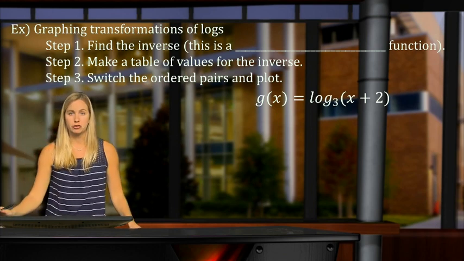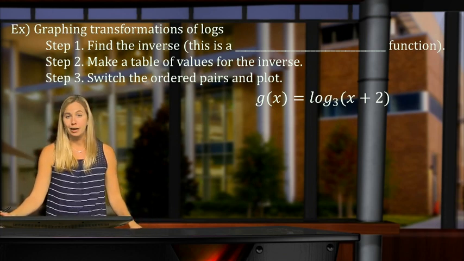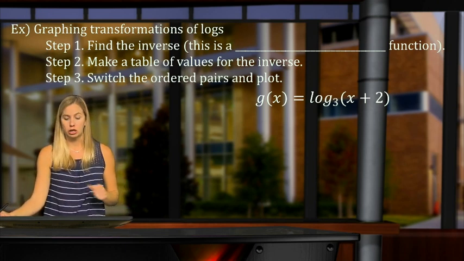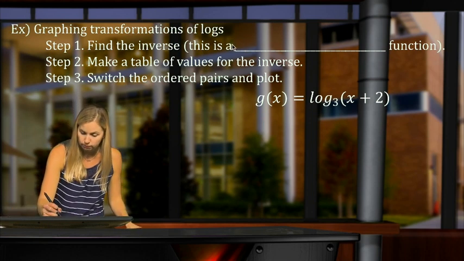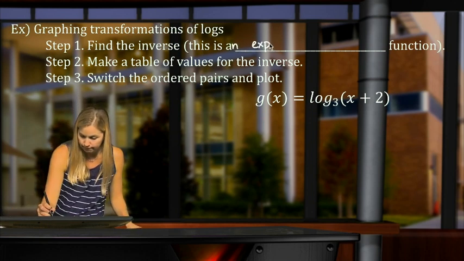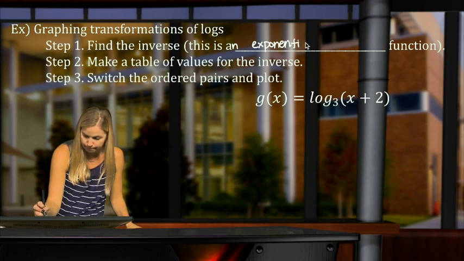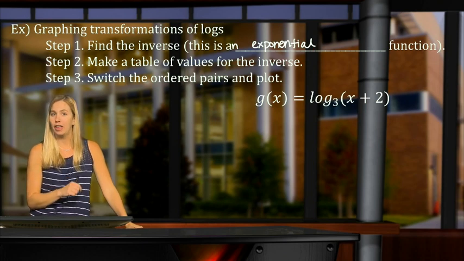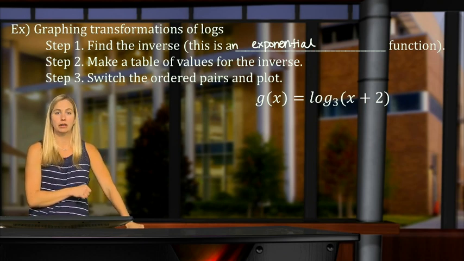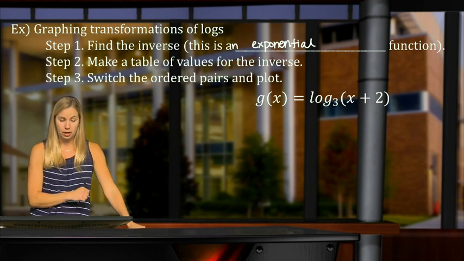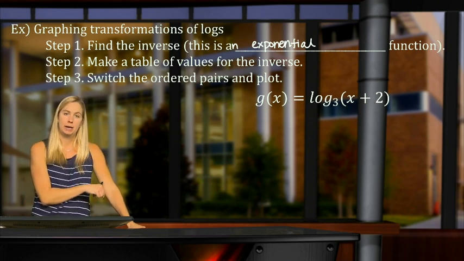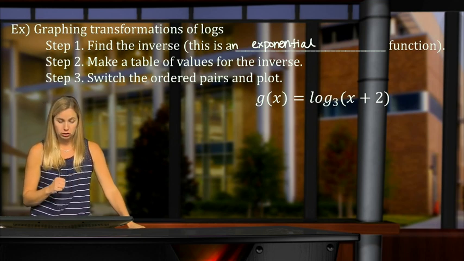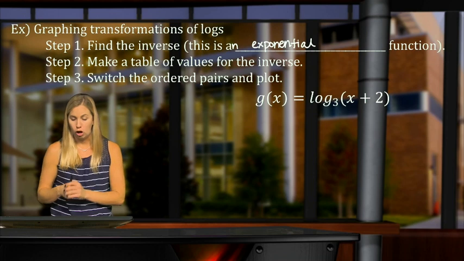So to graph the transformation of a log, we're going to start by finding the inverse of that function. If we're starting with a log, what type of function is our inverse going to be? It's going to be an exponential function. We can use our calculator then to create a table of values for any exponential function. And then once we have a table of values for our exponential function, we're just going to flip those x and y values to graph our inverse, or to find the inverse, which is our log function.